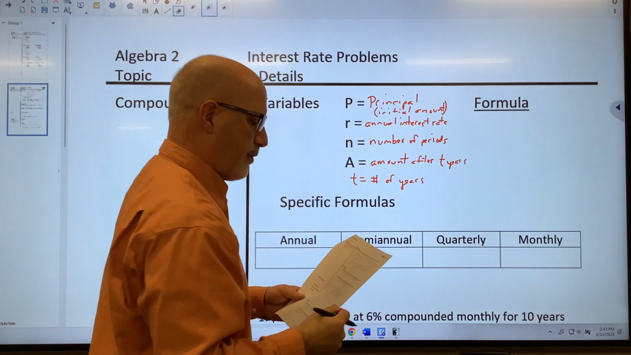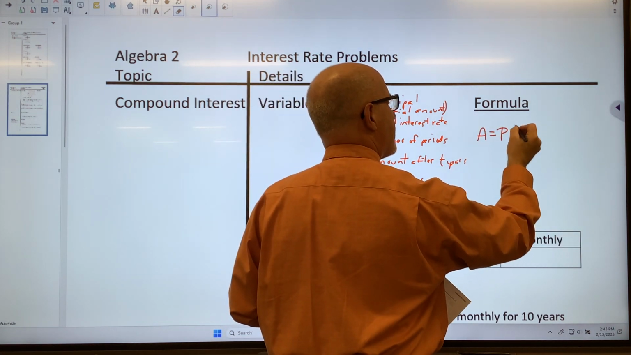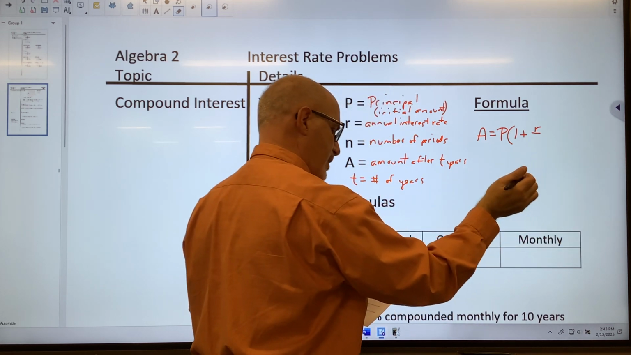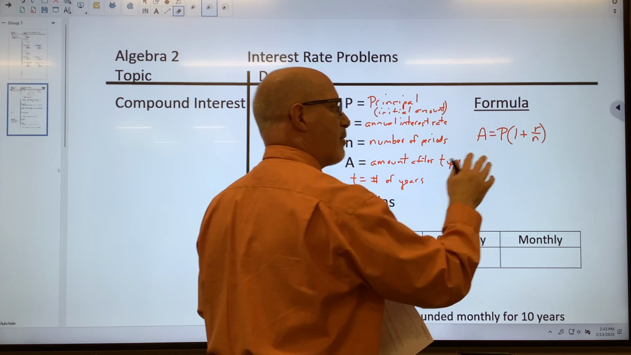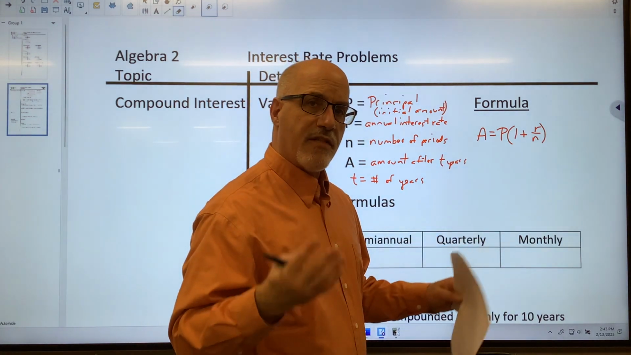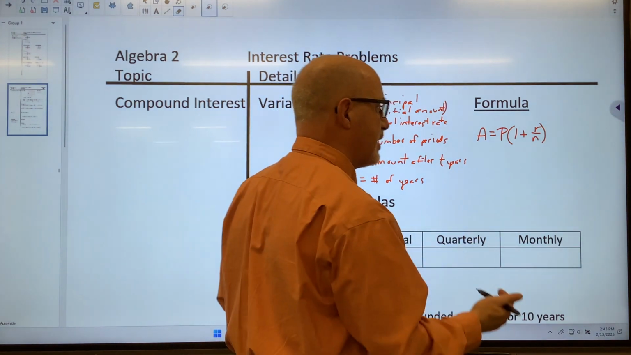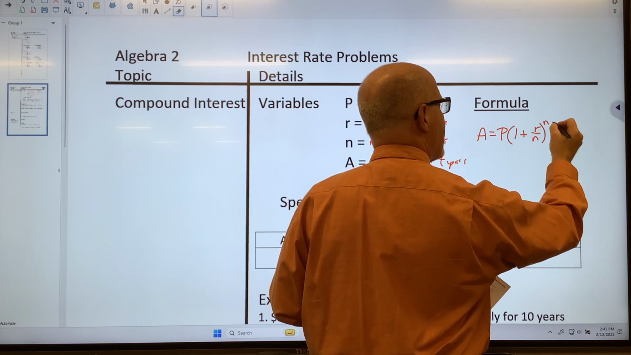So our formula for this is that A is going to equal the principal times 1 plus the interest rate, the annual interest rate, divided by the number of periods. So for instance, if it's quarterly, it's done 4 times a year. If it's monthly, it's done 12 times a year. And then we put up in the exponent n times t.